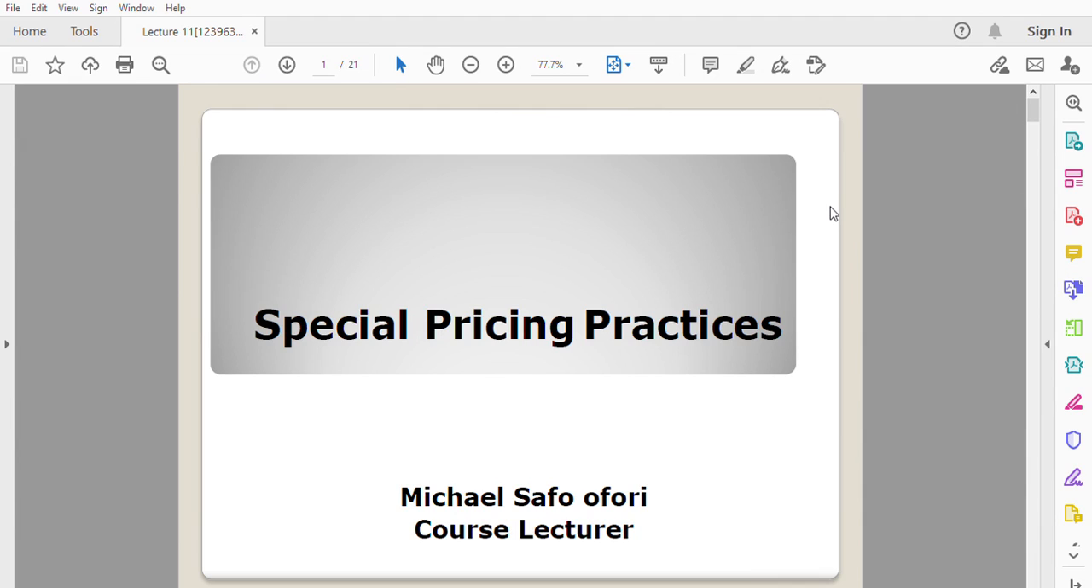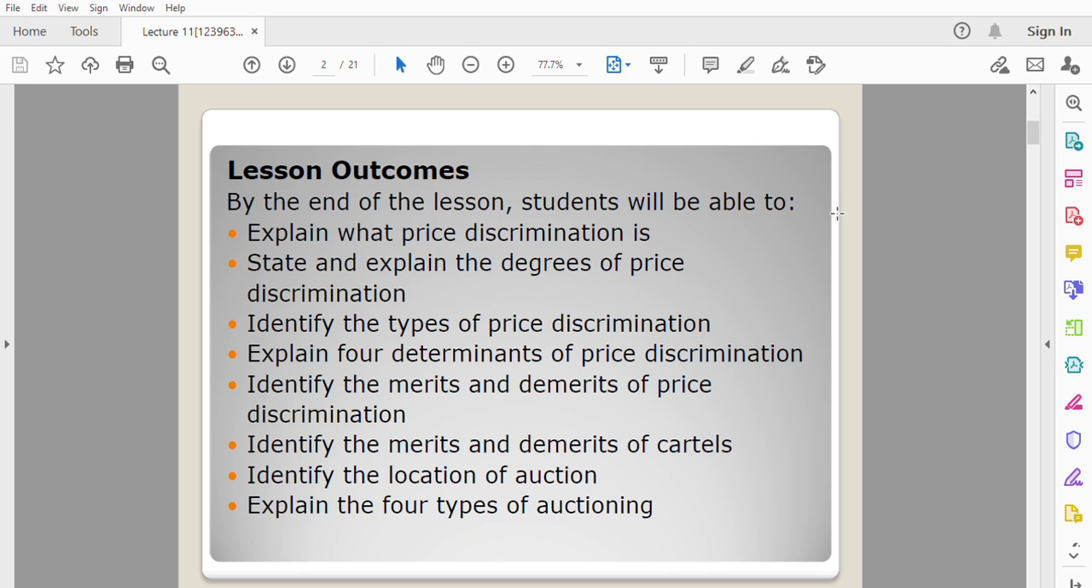Today, we want to look at special pricing practices. And by the end of the lesson, students will be able to explain what price discrimination is, state and explain the degrees of price discrimination, identify the types of price discrimination, explain four determinants of price discrimination, identify the merits and demerits of price discrimination, identify the merits and demerits of cartels, identify the location of auction, and then explain the four types of auctioning.